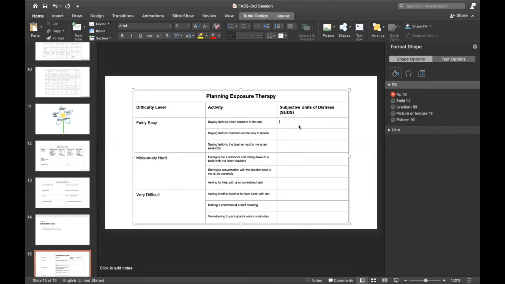Okay, so for saying hello to the other teachers in the hall. A 40. Okay. How about saying hello to teachers on the way to recess? A 30. Okay. And saying hello to the teacher next to you at an assembly? 40. Okay, for the situations you find moderately hard, what would you put down for eating in the lunchroom and sitting down at a table with the other teachers? Probably a 50. Okay. Starting a conversation with the teacher next to you at an assembly? 50 as well. Okay. And asking for help with a school-related task? This one's a little bit harder, so maybe a 60.